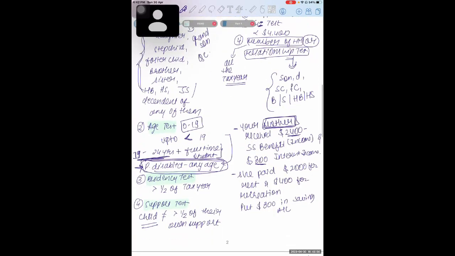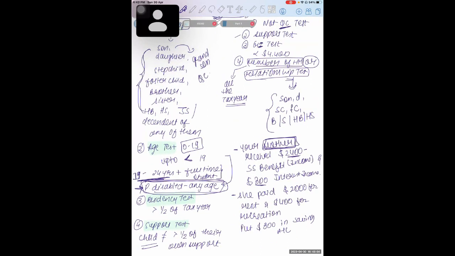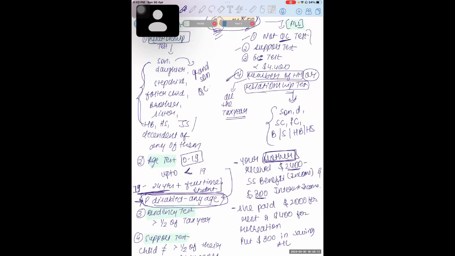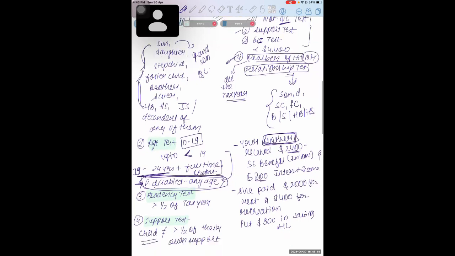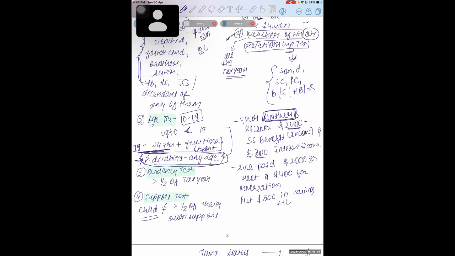Okay. So just tell me, assume that the fourth condition is fulfilled already. The mother is already a member of household, so the fourth condition is already fulfilled. Now you have to check these three conditions and tell me whether the mother is going to be considered as a qualifying relative or not. I want your answers in the chat box.